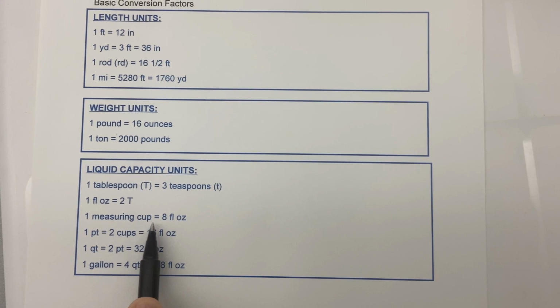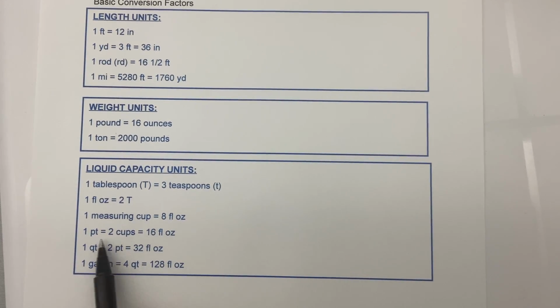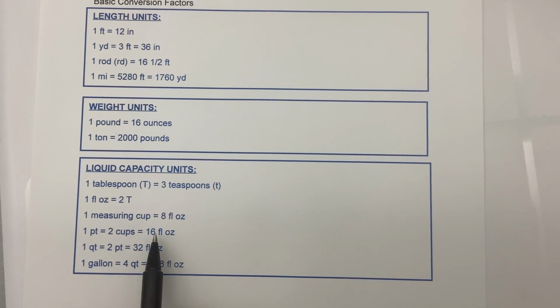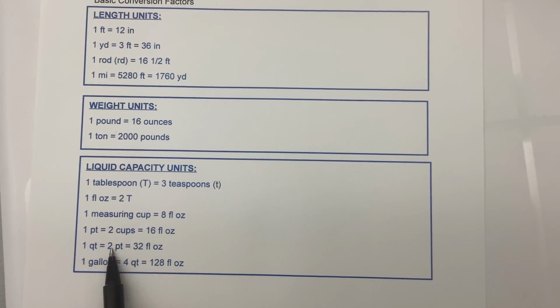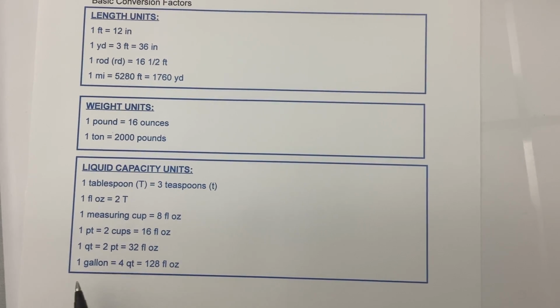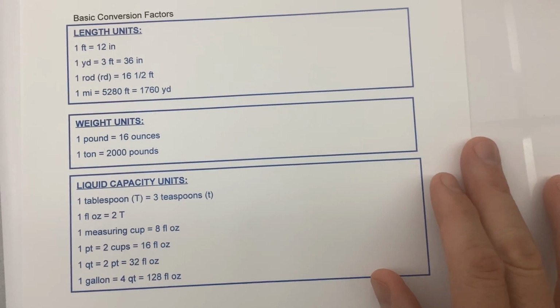1 measuring cup is equal to 8 fluid ounces. 1 pint, 2 cups, which then is 16. Talked about these the other day. 1 quart is 2 pints, but then 4 quarts will get us our gallon. So it's a lot of 1 to 2, 1 to 2, and then the last one, the quarts to gallons, is 4 quarts to 1 gallon. All right, so maybe you can help recall those that way.